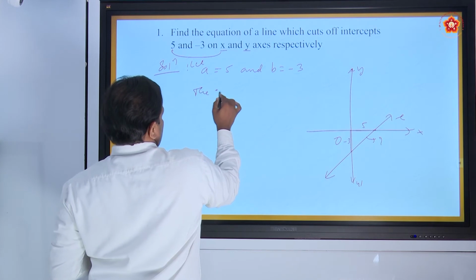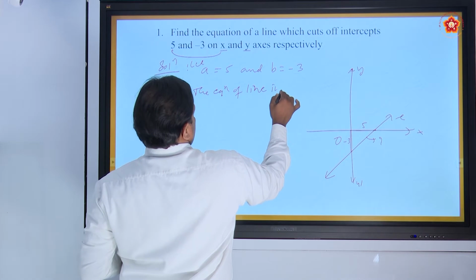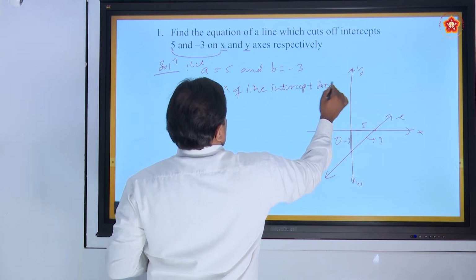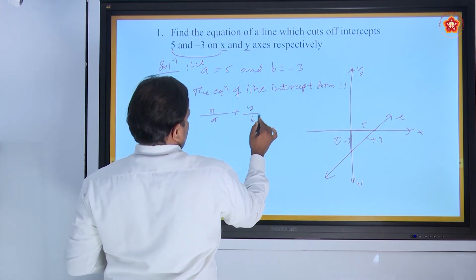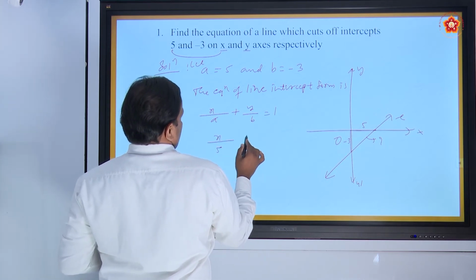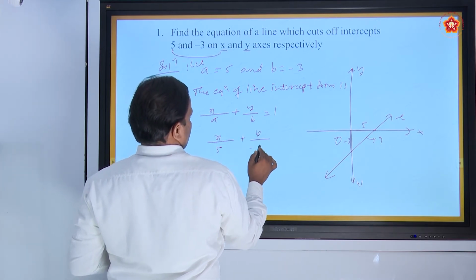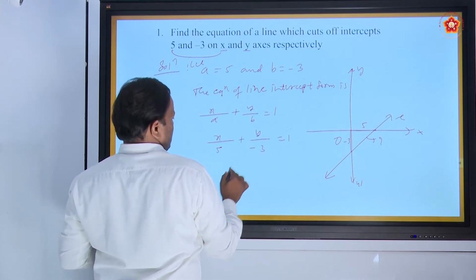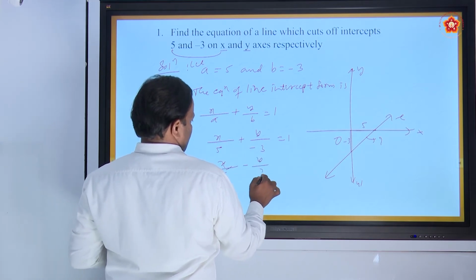The equation of a line in intercept form is x by a plus y by b equal to 1. x as it is, a is nothing but 5, plus, y by b is nothing but -3, equal to 1. This is plus, don't get confused, this is plus. Simplification: x by 5 plus minus minus, y by 3 equal to 1.